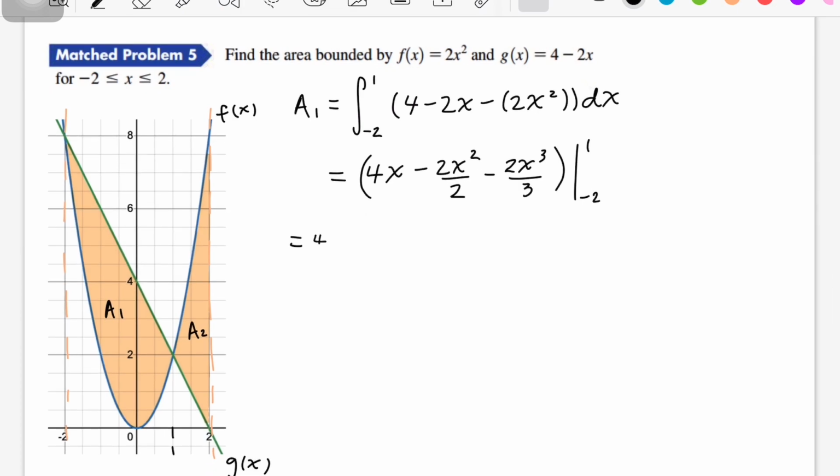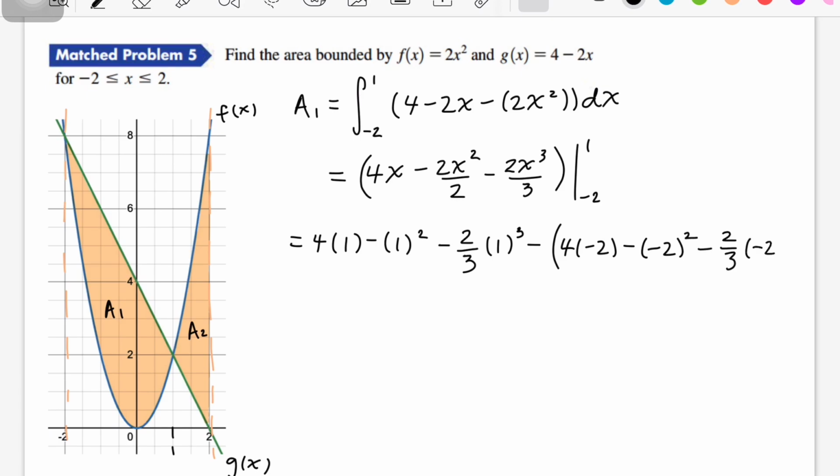Doing so, we'll get 4 times 1 minus 1 squared, because these two cancel, minus 2 over 3 times 1 cubed, minus 4 times negative 2 minus negative 2 squared, minus 2 over 3 times negative 2 cubed. Doing this, we'll get 9 here. So this tells us the area between these two curves bounded by negative 2 and 1 is going to be 9. Now we'll do the same thing for the region here, A2.